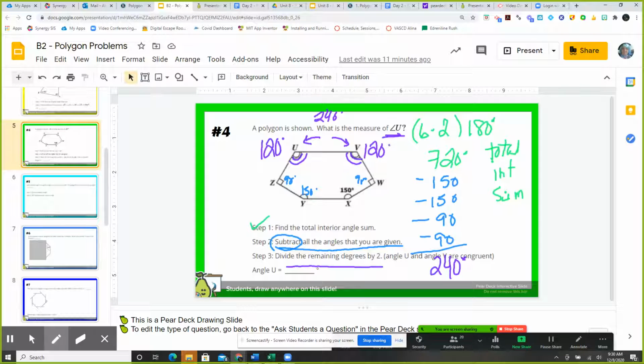So you can divide this total angle sum by the number of sides if all of the angles are exactly the same. But if they're not exactly the same, you've got to think about it a little bit differently. Everybody got that? Yeah.